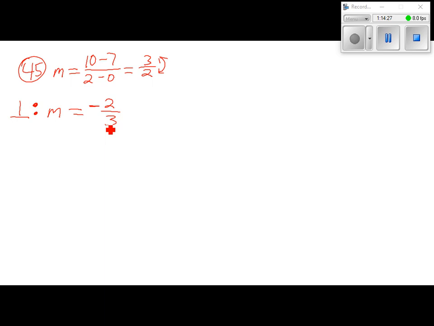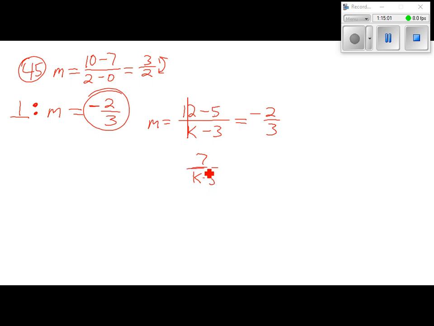Well, for the line that has the k in it, we can do the equation for the slope. We've got our y's, which is 12 minus 5, and our x's, which is k minus 3. Well, that slope should equal this, so negative 2/3. And I'm just going to do a little math here. 12 minus 5 is 7. On bottom, we still have k minus 3. We can't really do a whole lot to that because we have that k in there.